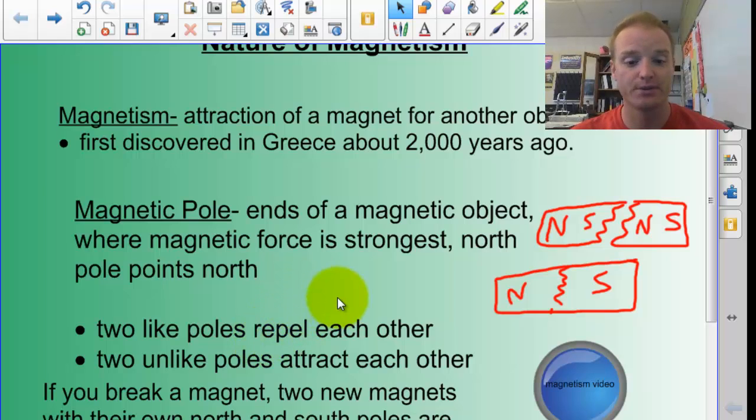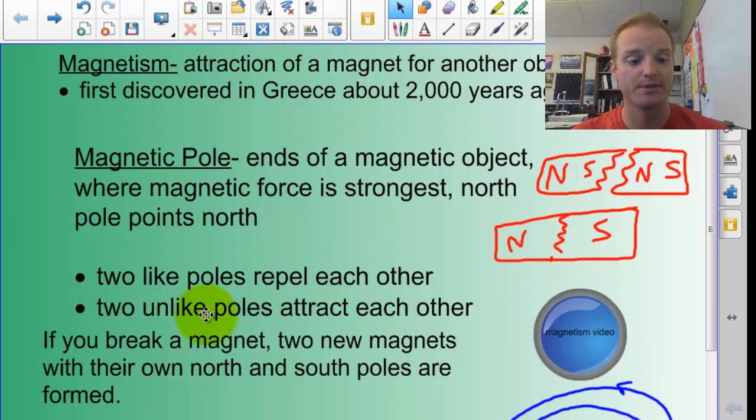And there are two basic rules. Here are really the two big basic rules of magnetism. We need to know these. These are important. Got them? You ready? Write them down, memorize them, put them in your brain. Two like poles repel each other. Two unlike poles attract each other. So like poles repel, opposites attract. That's the rule of thumb there.